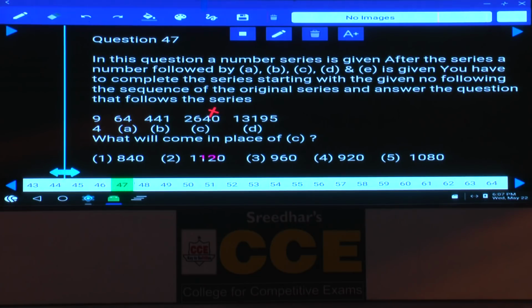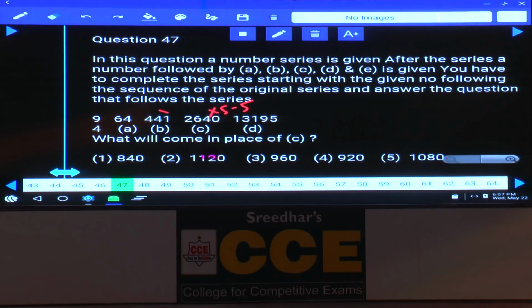Hence, it must be how much? Into 5. Now, 26 into 5 is how much? 1320. 1320 means 13,200, minus 5, into 5, into 5 minus 5. Then next one, 441 and 2640. Now 400 and 2600, and it must be multiplied with how much? Into 6. Into 6 is how much? 2646 minus 6 will be 2640.